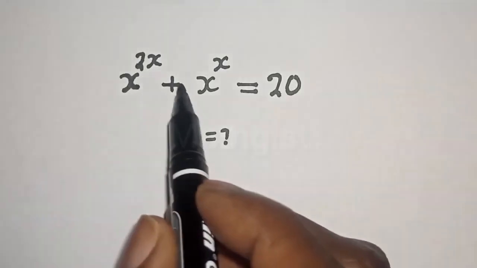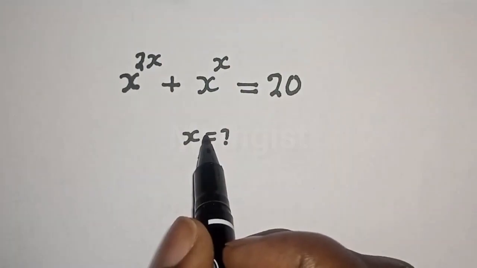s raised to power 2s plus s raised to power s is equal to 20. What is the value of s? Solution.